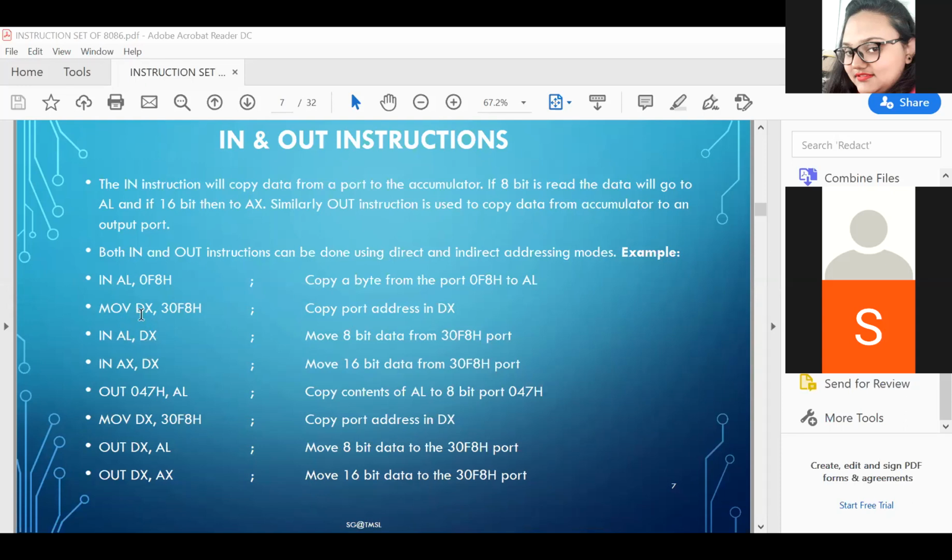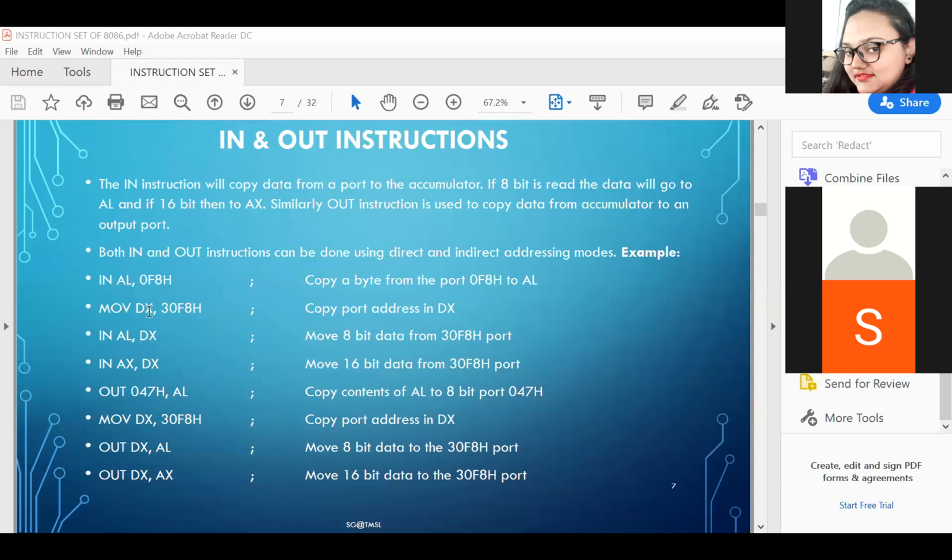So only the DX register can be used to initialize any port address. You can't write MOV CX, 30F8, or MOV BX, 30F8, or AX, 30F8. Only DX can be used to initialize the port address. So DX is used either to store any 16-bit data, or to initialize any port address, input device address or output device address.